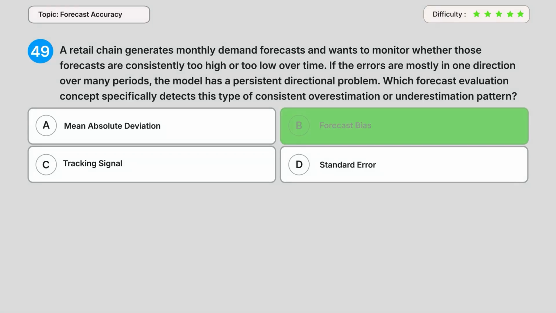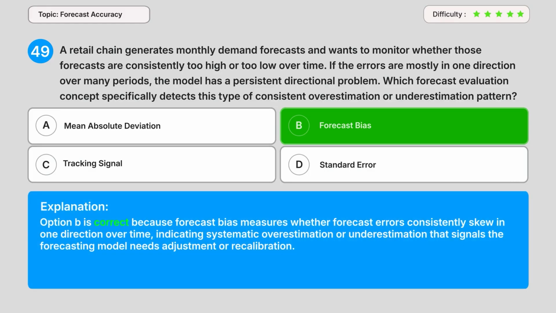Correct answer, B. Forecast bias. Explanation: option B is correct because forecast bias measures whether forecast errors consistently skew in one direction over time, indicating systematic overestimation or underestimation that signals the forecasting model needs adjustment or recalibration.